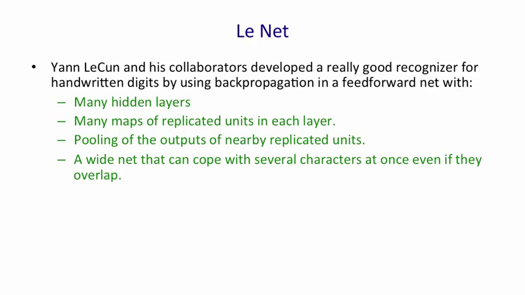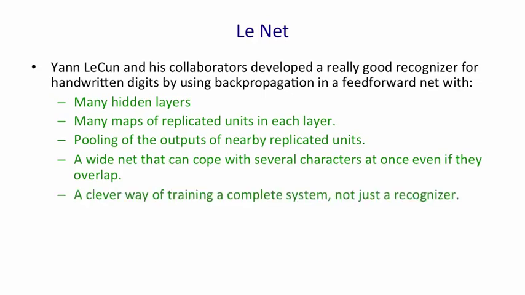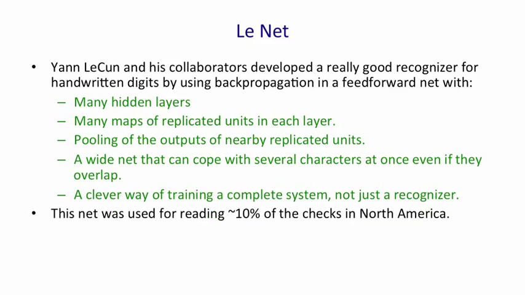And something which people often forget is that they used a clever way of training a complete system. They weren't just training a recognizer for individual characters. They were training a complete system so that you'd put in pixels at one end and you'd get out whole zip codes at the other end. And in training that system, they used a method that would now be called maximum margin. But when they did it, it was way before maximum margin had been invented. The net they used was at one point responsible for reading about 10% of the checks in North America. So it was of great practical value.